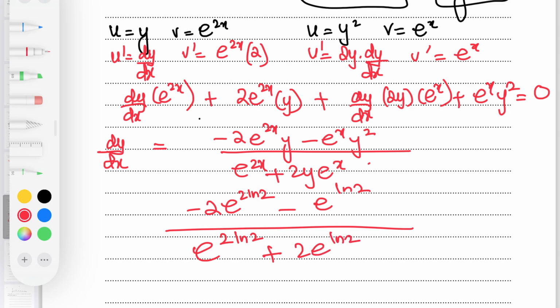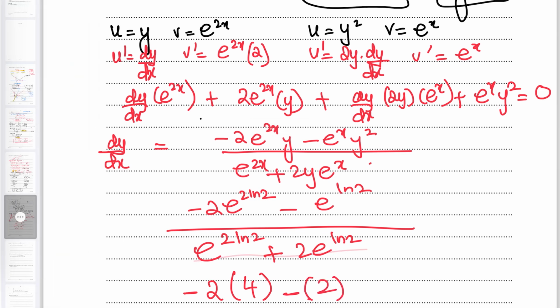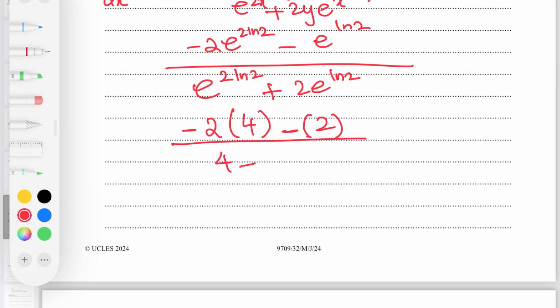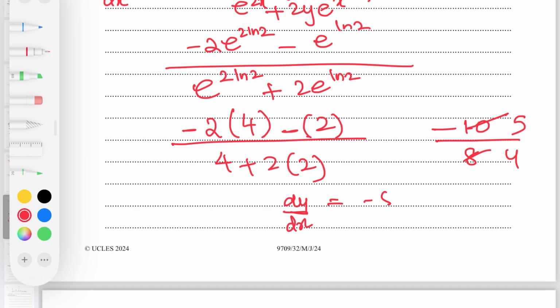Now, what do we get? e^(2 ln 2) is 4. This is 2. Divided by 4 plus 2 into 2. Minus 8 minus 2 is minus 10. 4 plus 4, it's 8. So my gradient answer is minus 5 upon 4.